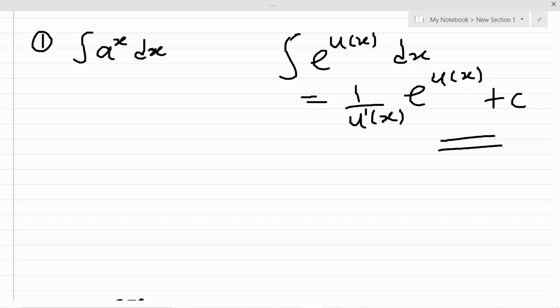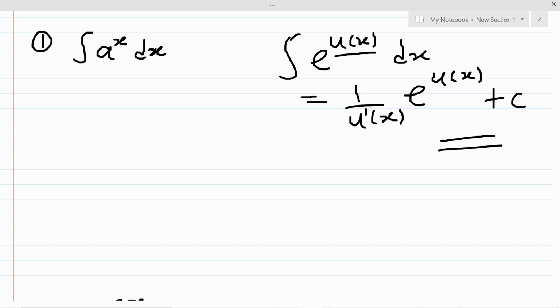Keep this, that whenever you have e to the power u of x dx, whenever you are integrating such a thing, it will give you 1 over the differential of the power of the e times the same e to the power u of x. So this is the basic definition we'll use for integrating every exponential function.